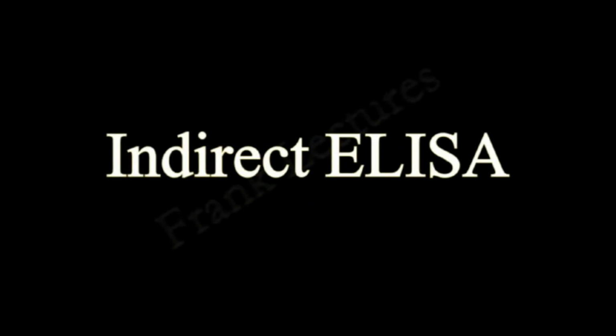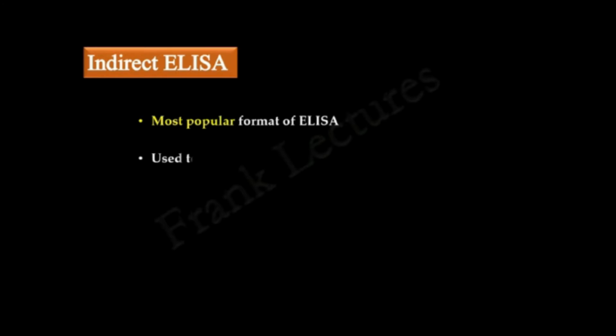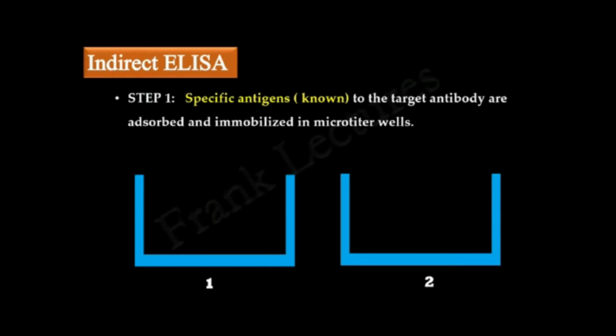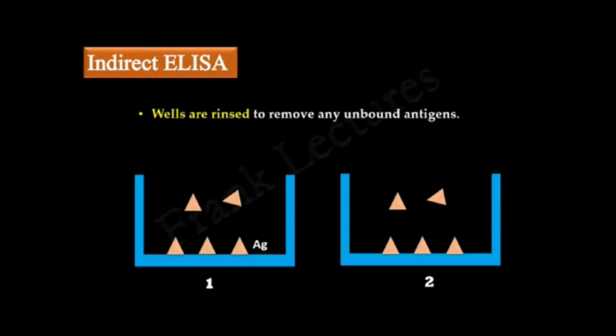Another variant of ELISA is indirect ELISA. It is the most popular form of ELISA used to detect specific antibodies in a serum sample. For doing indirect ELISA, we need two microtiter wells. In the first step, specific antigen to the target antibody is immobilized in the microtiter wells. The antigens added to the wells are known antigens. The wells are then washed to remove unbound antigens.